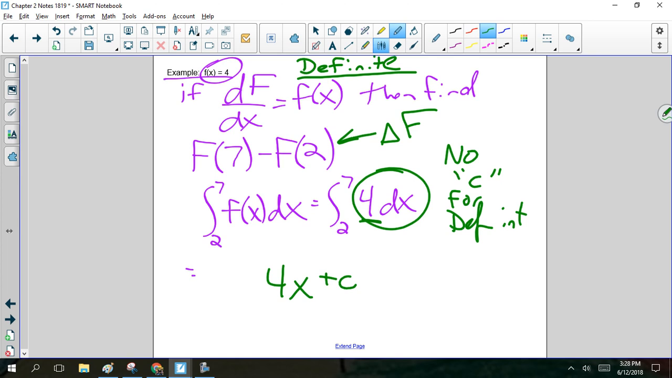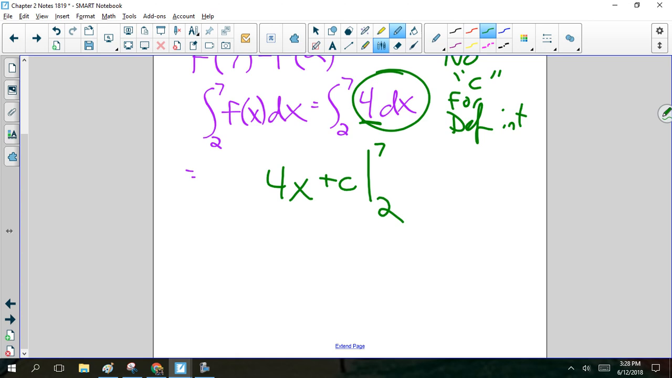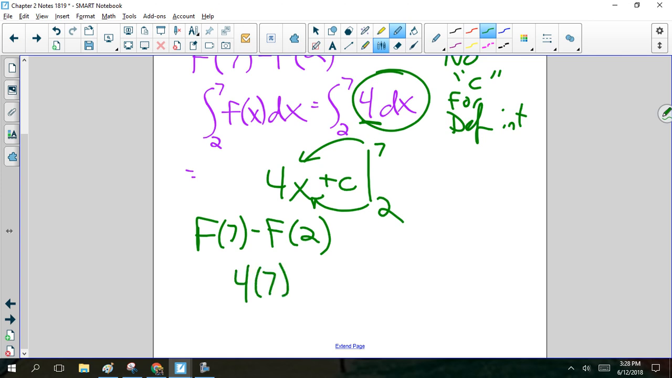Then the notation you use is you say we want to evaluate it at 7 and 2, and then find the difference. So basically what we're doing is finding F of 7 minus F of 2. I'm going to plug 7 in here, and plug 2 in here, and subtract. If I plug 7 in, I get 4 times 7 plus c, minus 4 times 2 plus c.